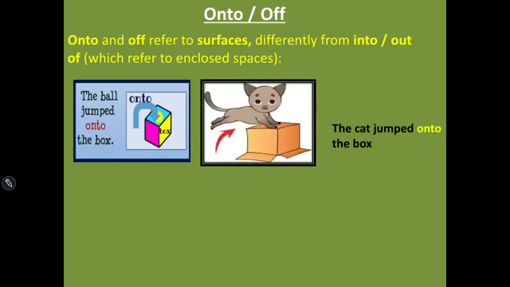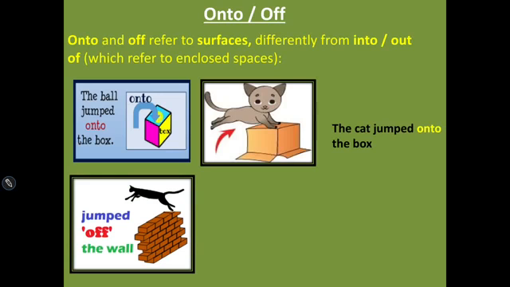Here you can see that there is a cat and a box. The open side of the box is upside down and the bottom of the box is on top, and the cat jumped on it. So what can we say? The cat jumped onto the box. And off, what is off?